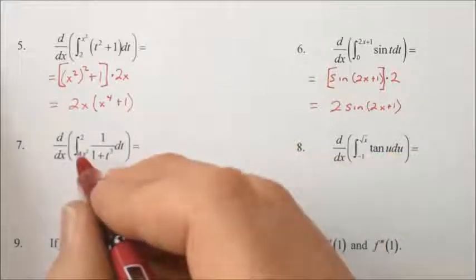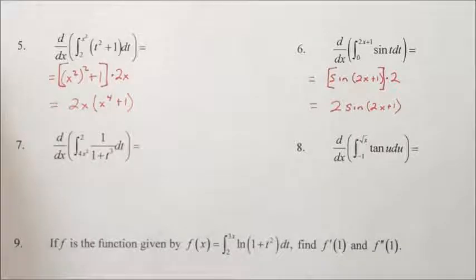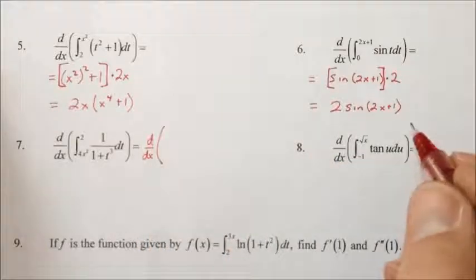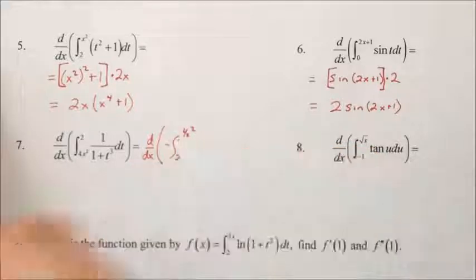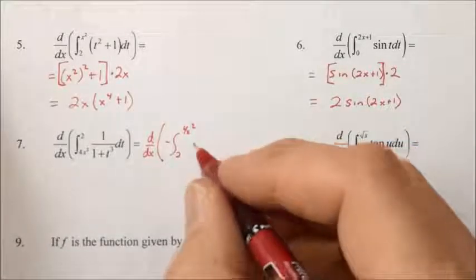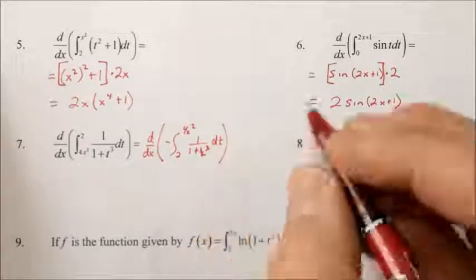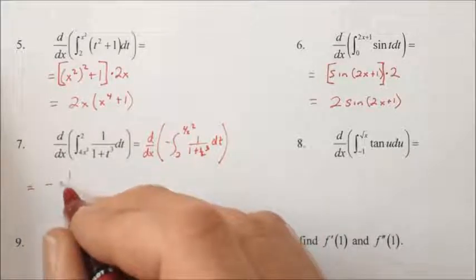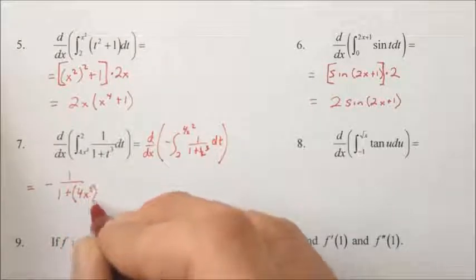With number 7, our inner function is in the lower bound. We'd like it in the upper bound. So this is equal to the derivative. And we're going to do the same thing that we did with problem number 4. We're going to swap our bounds. We have to negate the integral. So it's the opposite of the integral from 2 to 4x squared of 1 over 1 plus t cubed dt. We can now put 4x squared in for t. So we have the opposite of 1 over 1 plus, and then in parentheses, 4x squared being cubed.